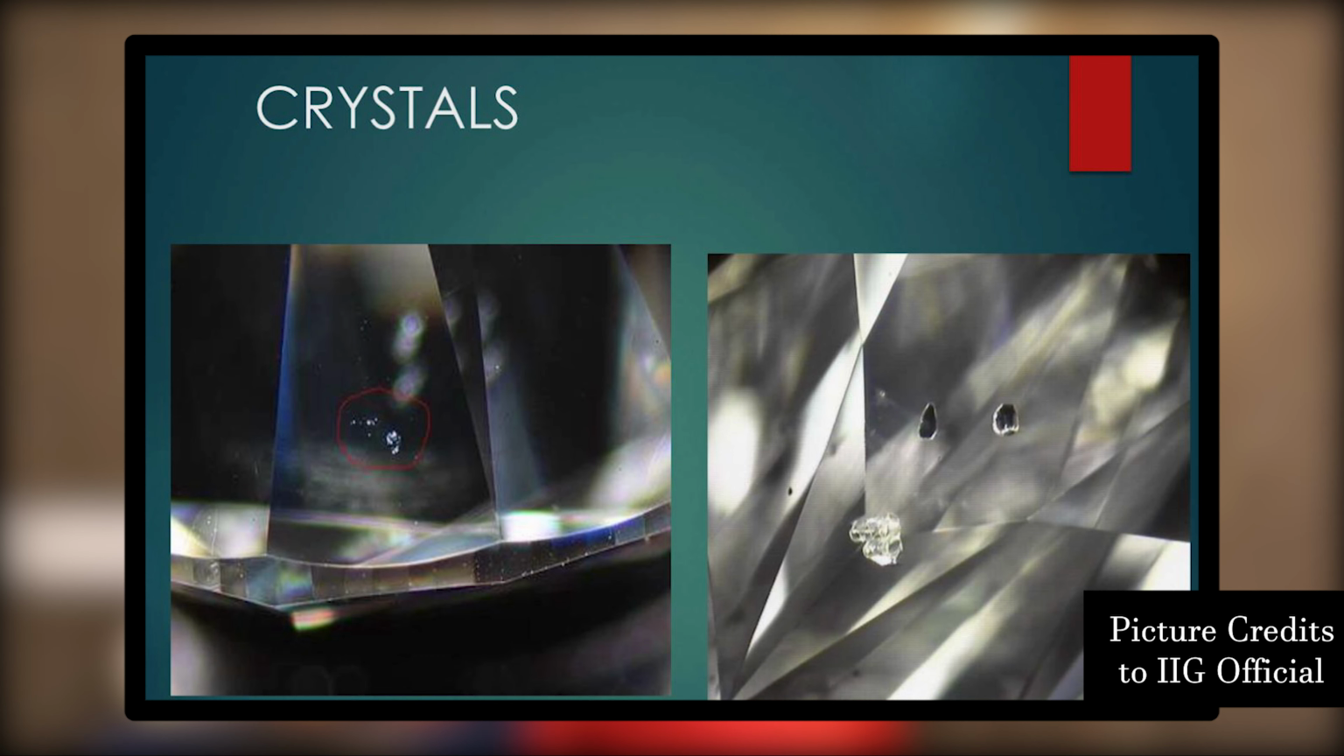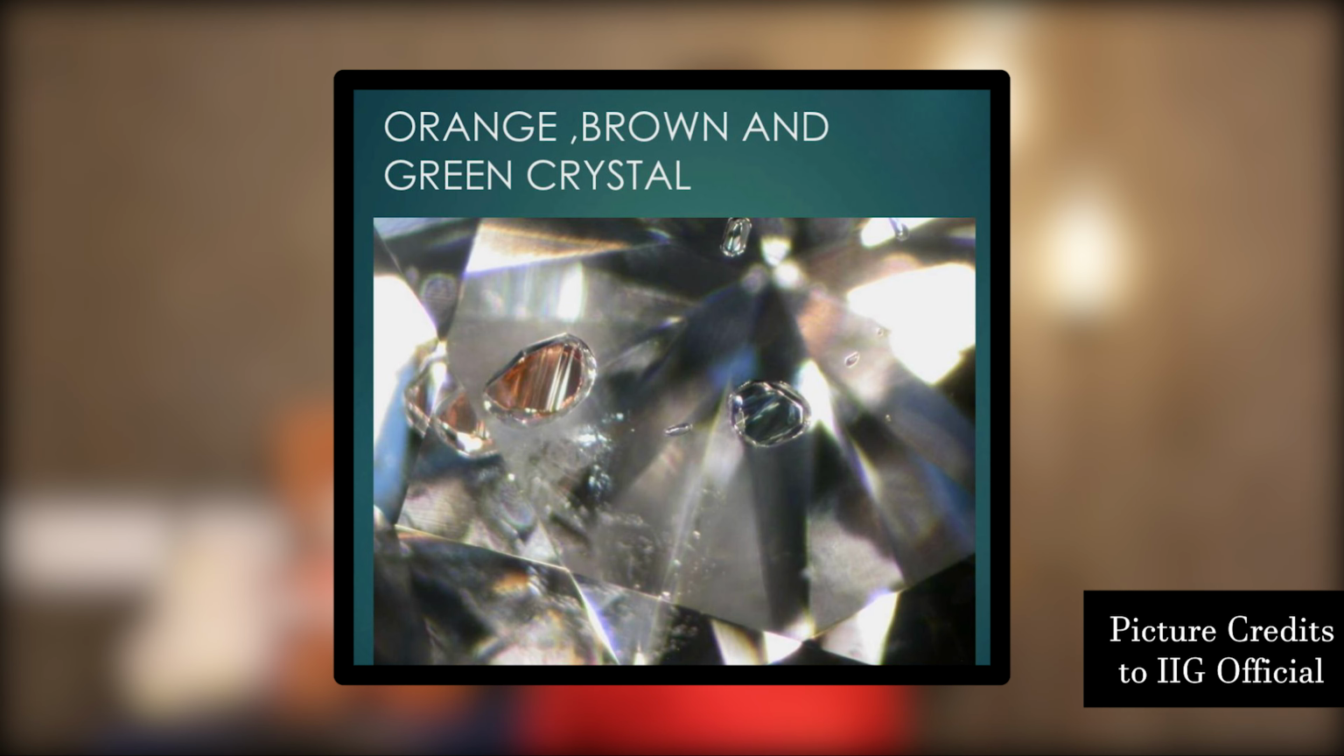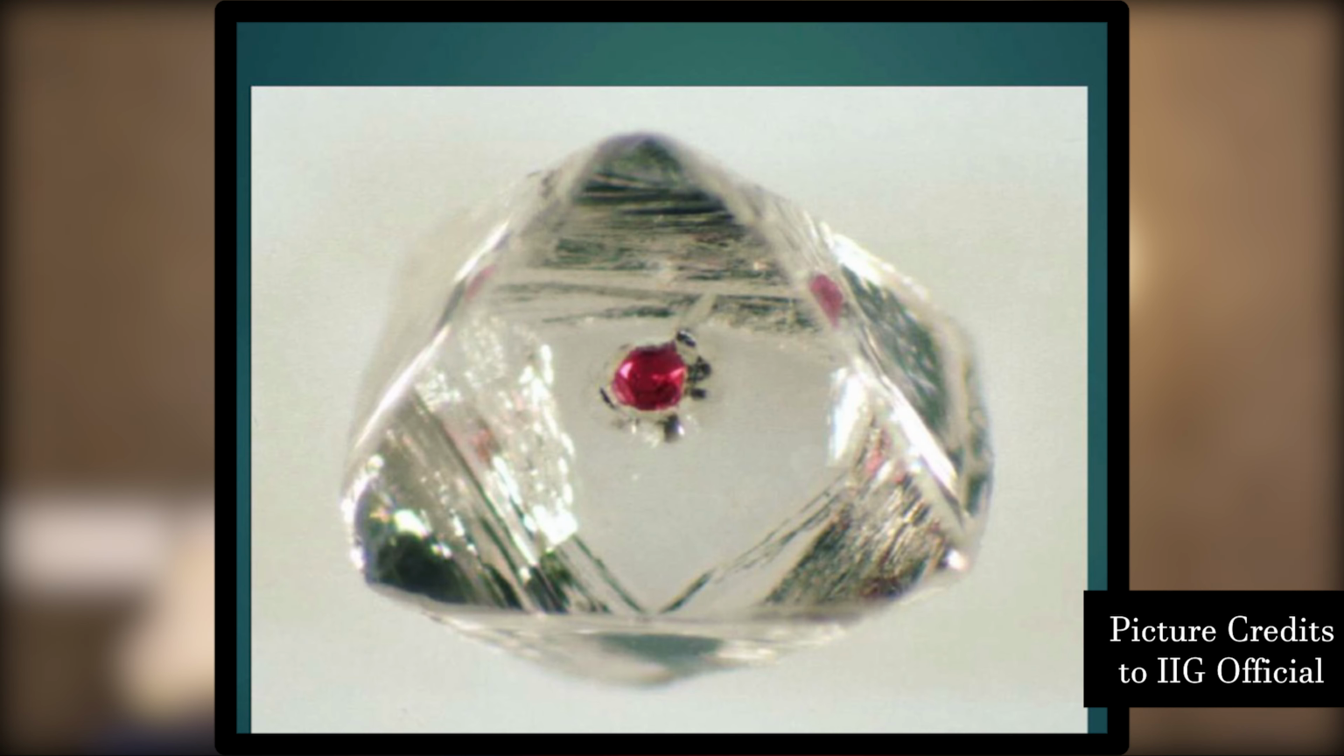The first internal inclusion are crystals. So crystals are solid mineral particles that are present inside a diamond. There are different types of crystals. We have seen brown crystal, red crystal, green crystal and black crystal. We get brown crystal because of graphite particles, and we get red crystal because of included crystals of spinel. So spinel is a different type of gemstone.